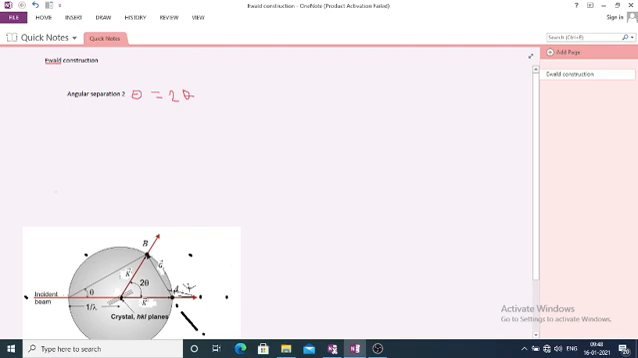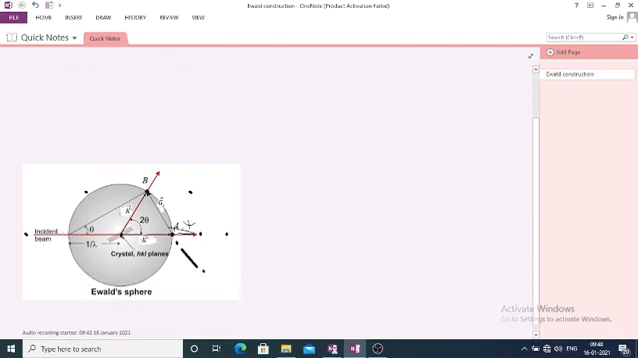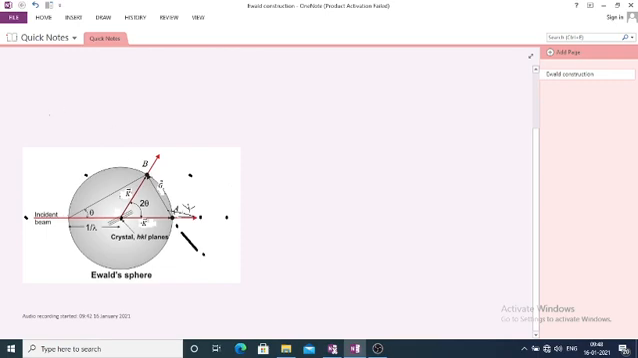So, you can consider the reciprocal lattice points. Suppose this is a reciprocal lattice point, as we have already learned, and here is also a reciprocal lattice point. Okay. So, there are so many reciprocal lattice points.